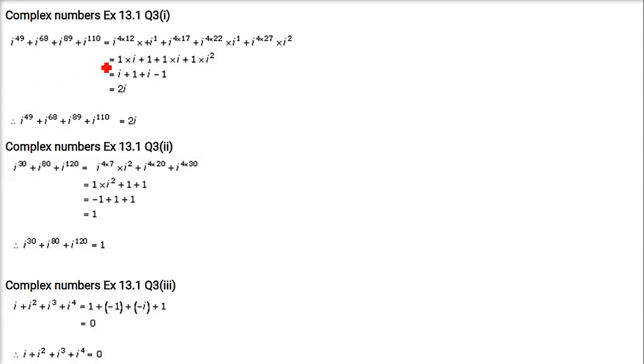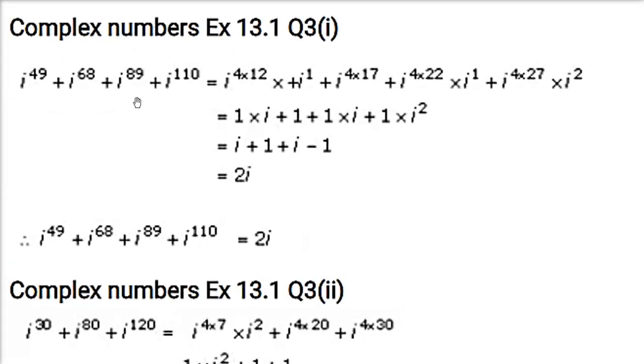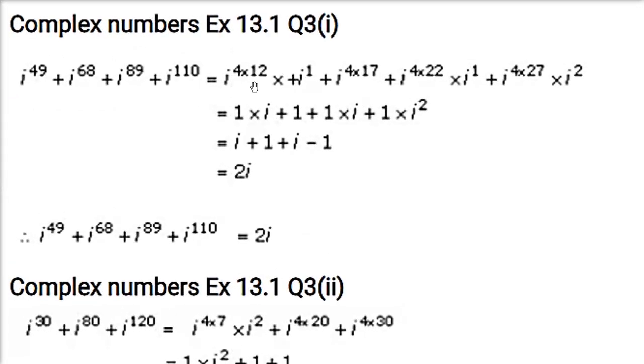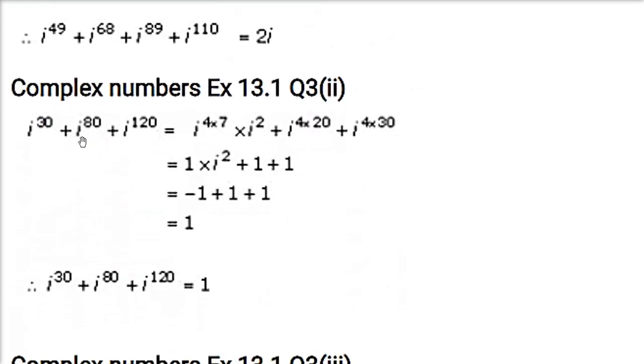Now we have to solve this also. Same thing we are going to do. This 49 is 48 plus 1. 48 is 4 into 12. 68 is 4 into 17. 89 is 4 into 22 plus 1, that is 88 plus 1. 110 is 108 plus 2, that is 4 into 27 is 108. This is 1, this is 1, this is 1, this is 1, this is 1. This is only i. This i remains. Here 1 remains. Here i remains. Here i square is minus 1. So minus 1 and 1 get cancelled. i plus i is 2i.